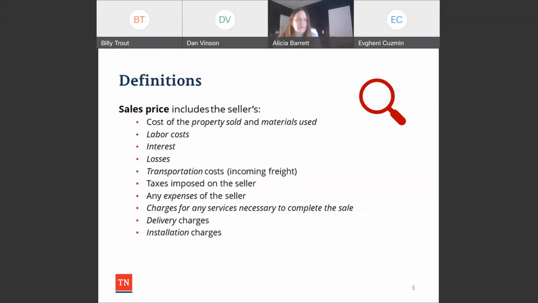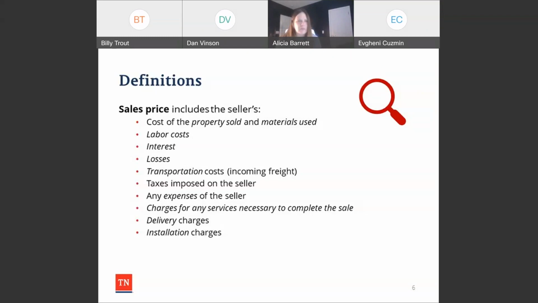Sales price. So the sales price is one of the places that we get the most questions, is what is actually going to be considered to be taxable. So is this part of it going to be considered taxable? Is this part of it going to be considered taxable?